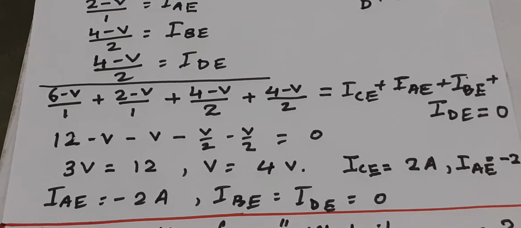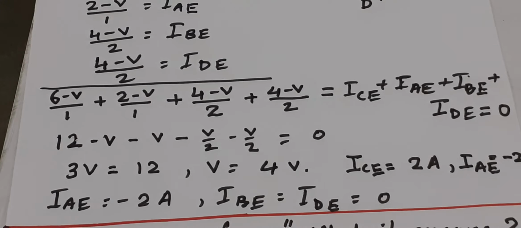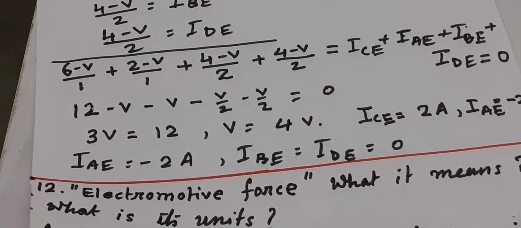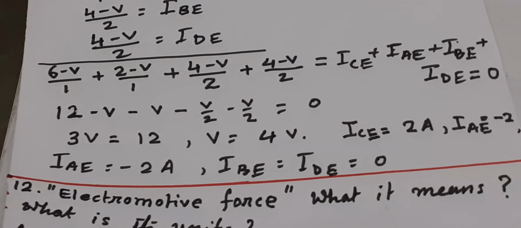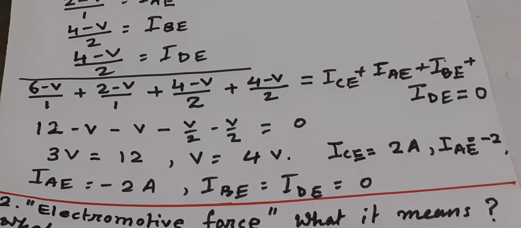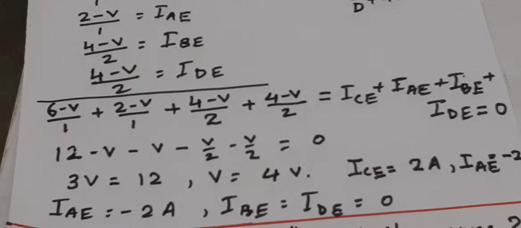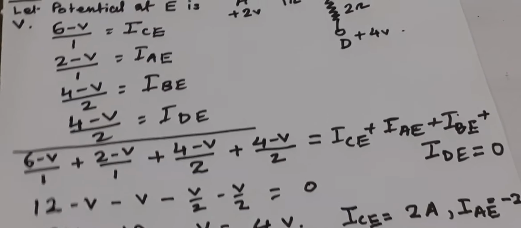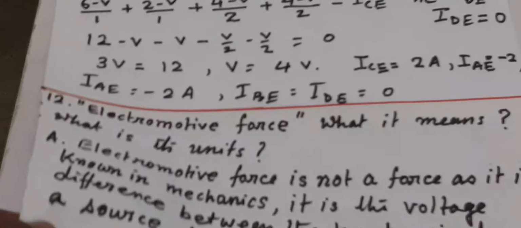Once 4 volt is available, now putting in the respective currents, we find that the current for C is 2 amperes, and for AE minus 2 ampere, and for B and D no current, because the potential difference is 0. That is the point.